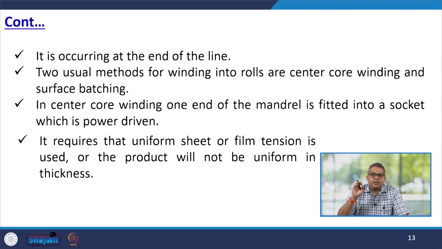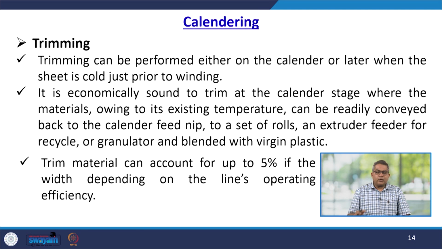Winding occurs at the end of the line, and two usual methods for winding into rolls are center core winding and surface batching. In center core winding, one end of the mandrel is fitted into a socket which is power driven, and it requires that uniform sheet or film tension is used or the product will not be uniform in thickness. Let us talk about the trimming.